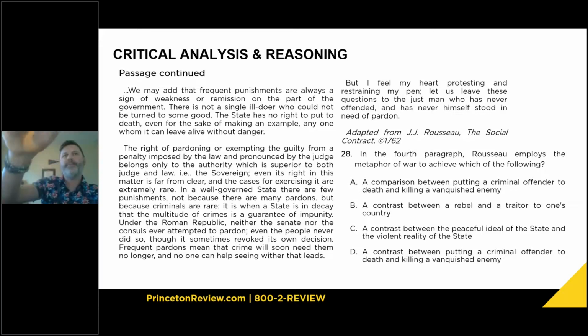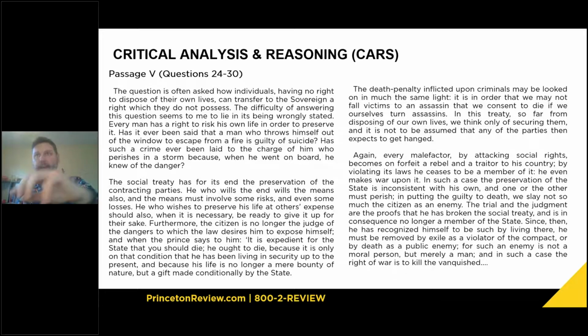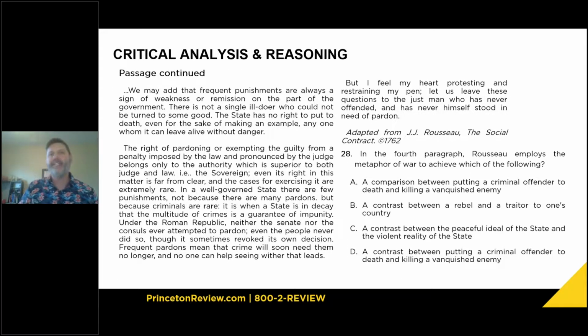Because right here, question 28 says, in the fourth paragraph, Rousseau employs the metaphor of war to achieve which of the following. We can go straight to the fourth paragraph and see what Rousseau is doing in that. We can see the trial by judgment. We see, okay, and by attacking social rights, every malefactor, okay, great. So I noticed something looking at this question and having read that: this is going to be about the state, about rebels and traitors and everything else.